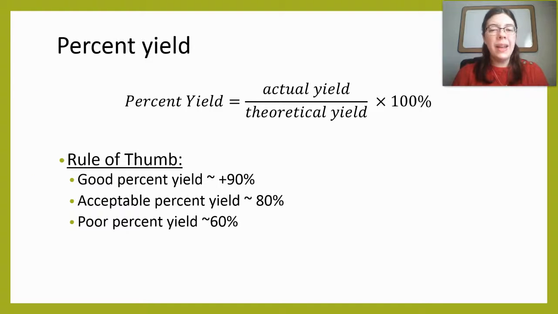The equation for percent yield is the actual yield divided by the theoretical yield times 100%. And just kind of a general rule of thumb, you have a pretty good percent yield if you have 90+%. Acceptable yield is somewhere around 80, and then poor yield would be something around 60 or so percent. Below that, it would be a not good or a bad yield. But some reactions, like I said, just aren't very efficient and we don't get a lot of product. And that's okay.